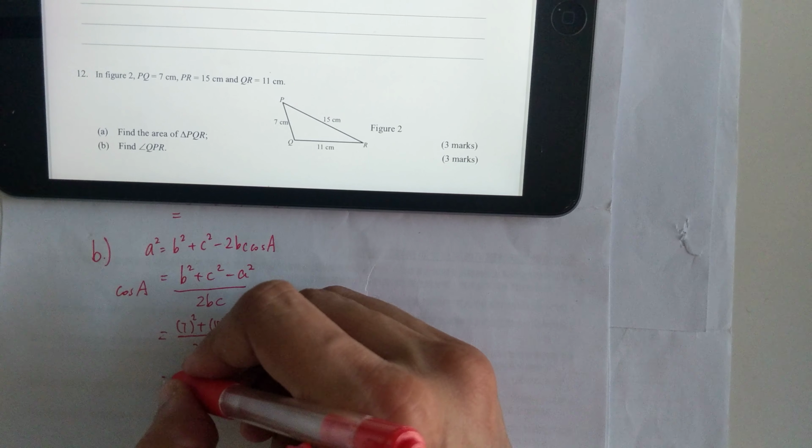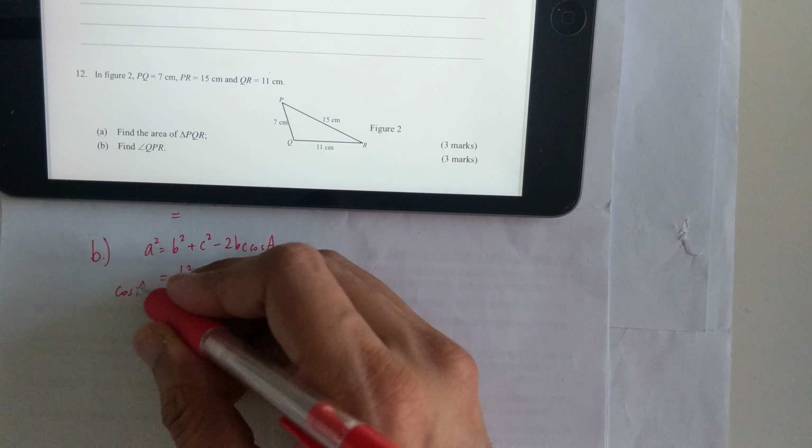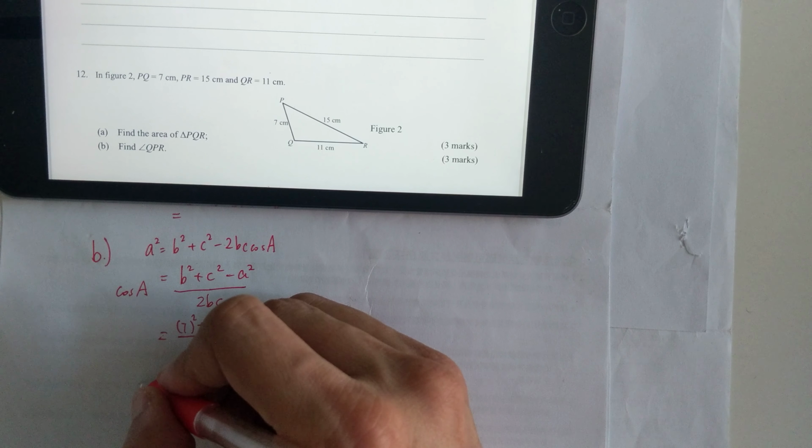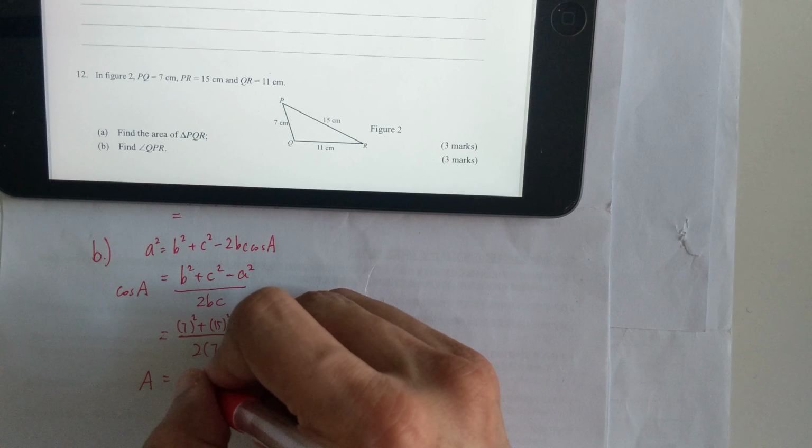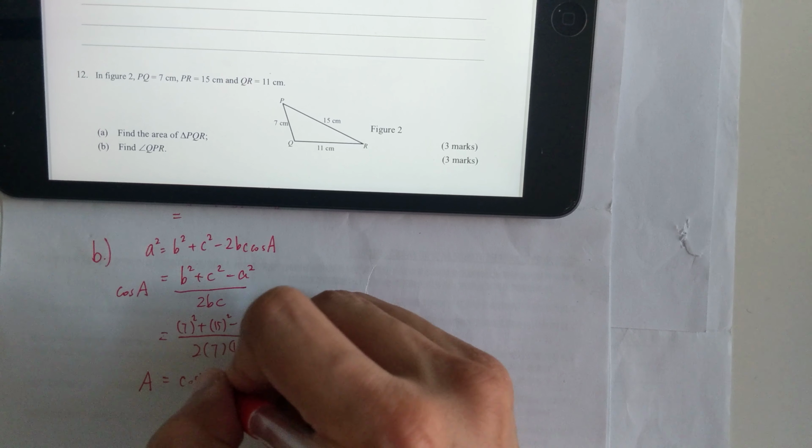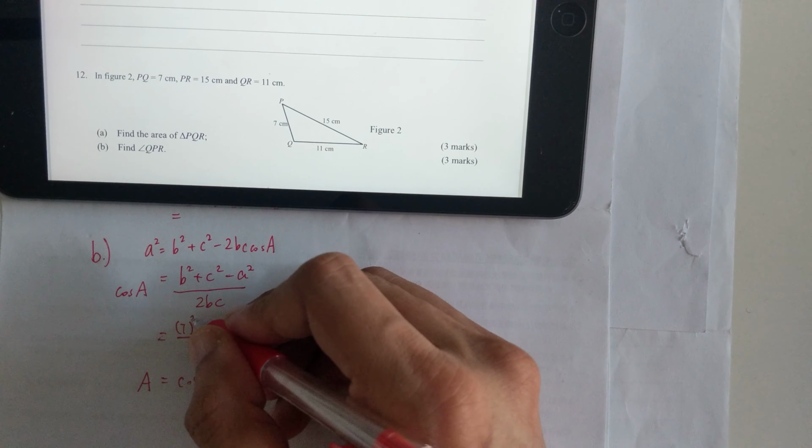So after this you find cosine A, but we want angle A, right? That means we have to take the inverse cosine of whatever answer we had for this part, and that would be my answer.